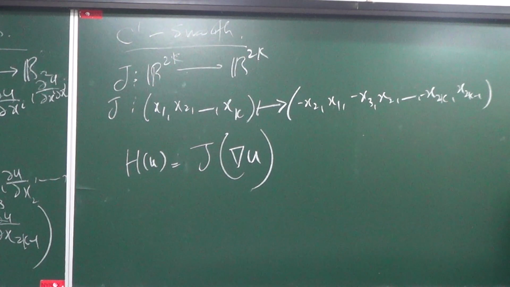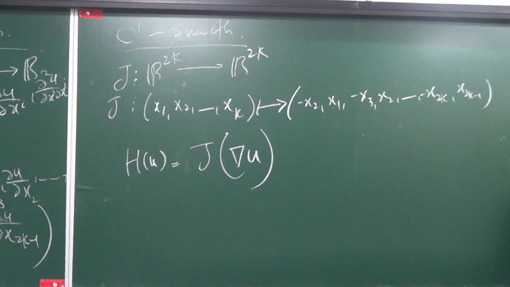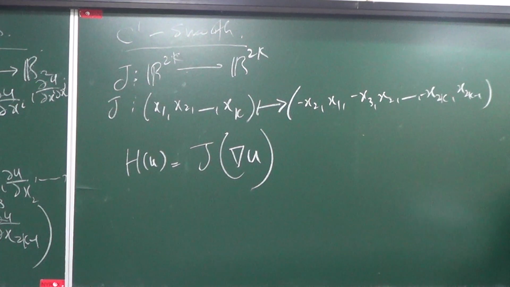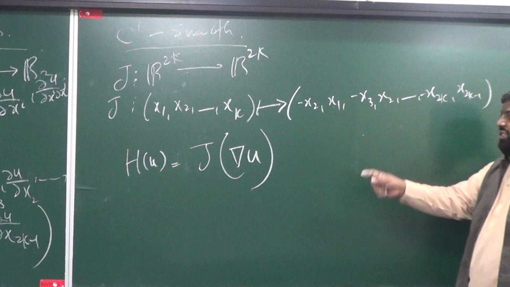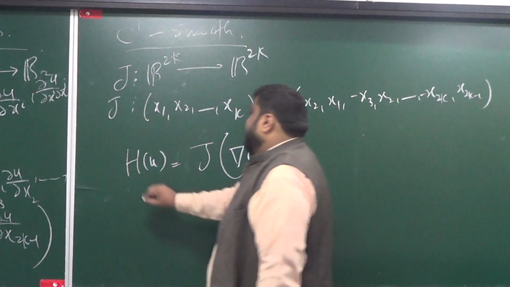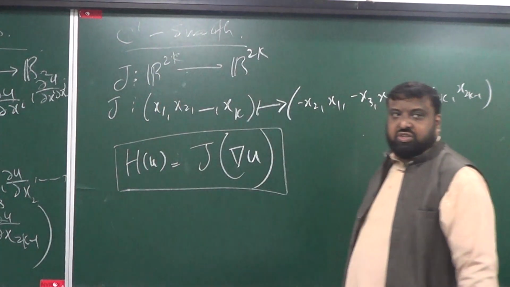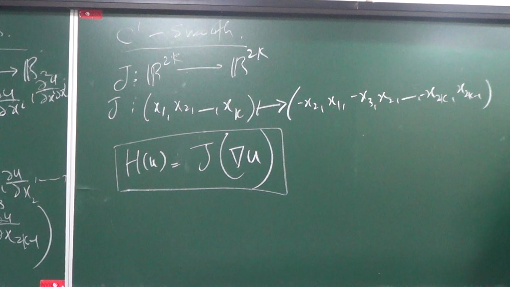Okay, so what is the gradient of u? Partial u by partial x1 and partial u by partial x2 up to partial u by partial xn, and I'm substituting into the J. So what will happen? The J is doing nothing, it's just flipping. So whatever input you give me, just flip the components. Yes. So a Hamiltonian field is like this actually. Okay, so that's a way to write simply the Hamiltonian field.